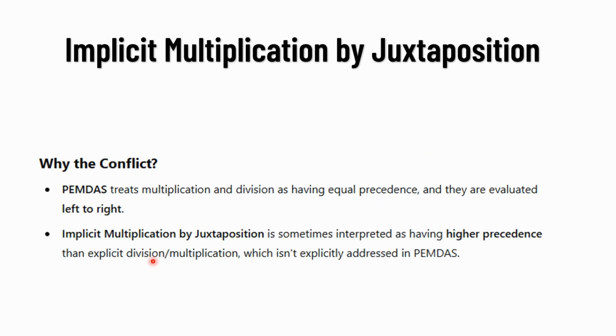And so, why the conflict between these two conventions? Well, again, PEMDAS treats multiplication and division as having equal precedence, and they're just evaluated left to right. Frankly, BODMAS does the same thing. The acronyms are all the same. But implicit multiplication by juxtaposition is sometimes interpreted as having higher precedence than explicit division or multiplication, which isn't explicitly addressed in PEMDAS.